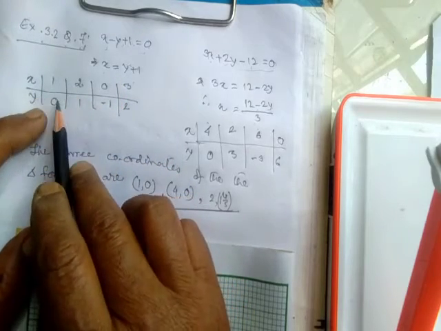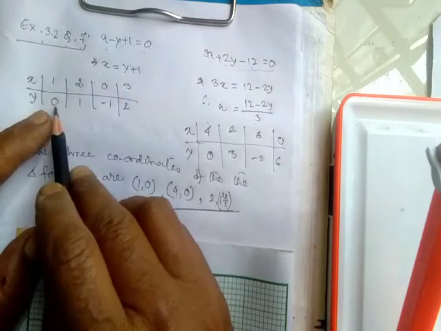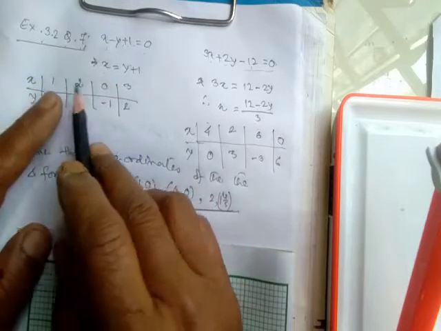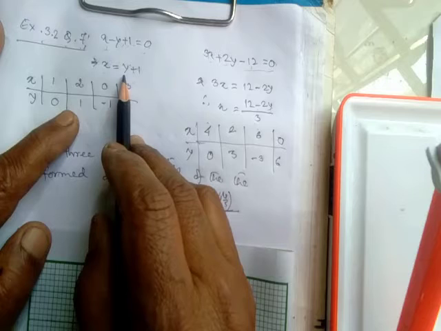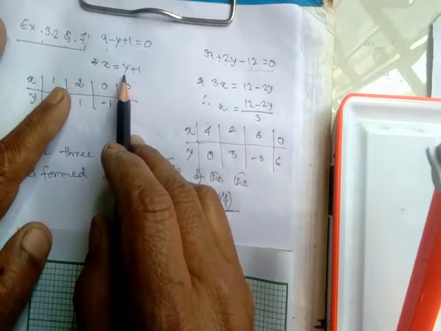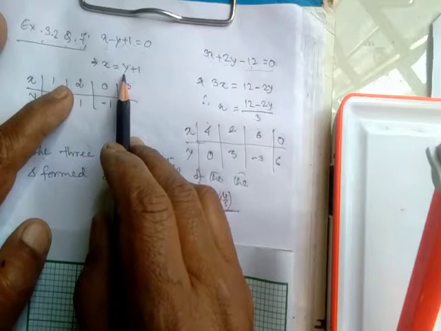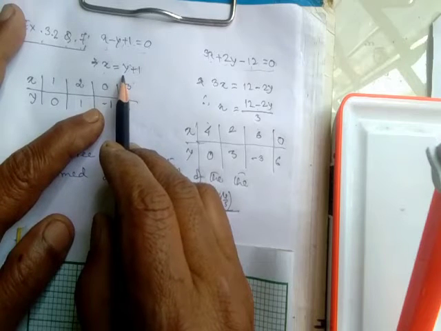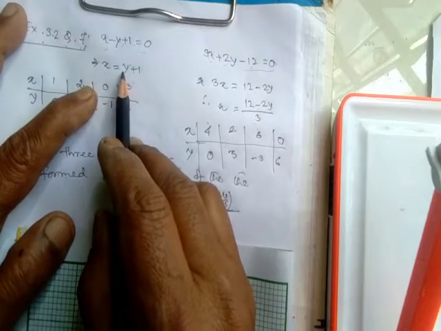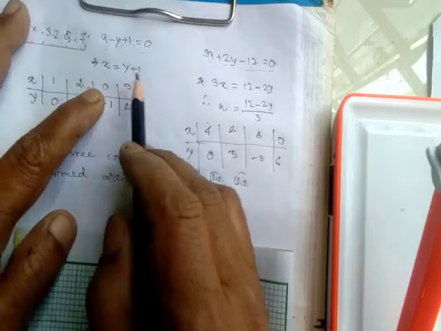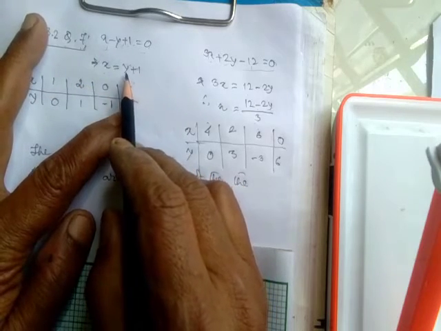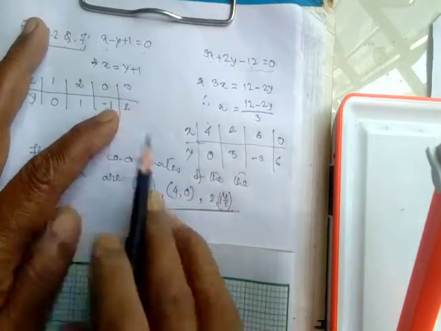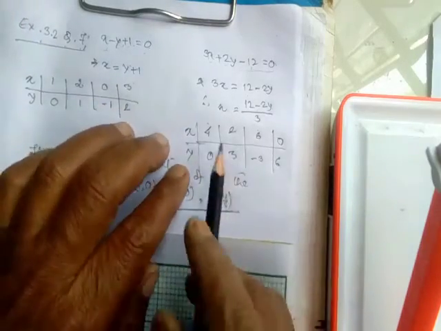I am putting y is equal to 0, then x is equal to minus 1. y is equal to 1, x is equal to 0. y is equal to 2, x is equal to 1. y is equal to 3, x is equal to 2. y is equal to 4, x is equal to 3. Same way in the other equation also.